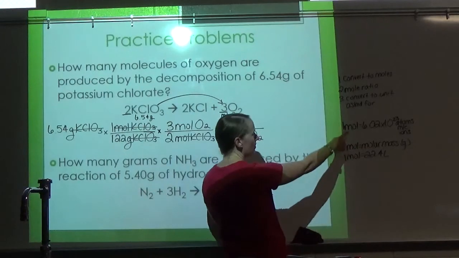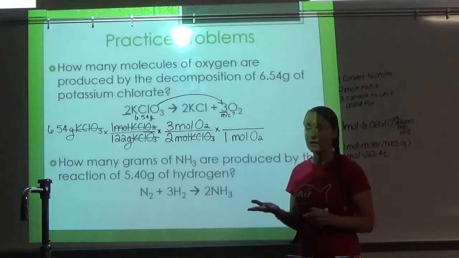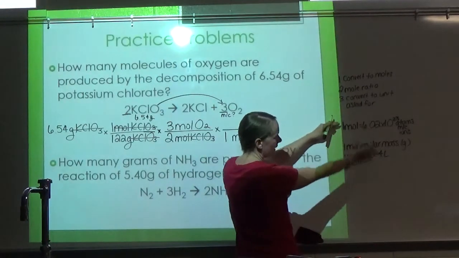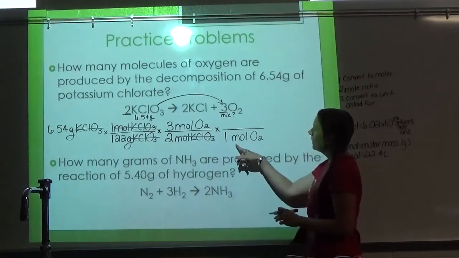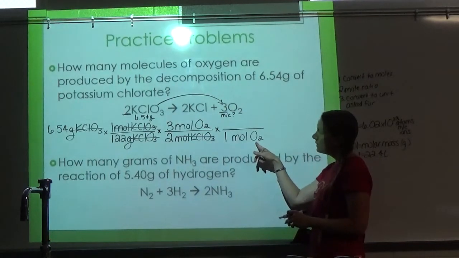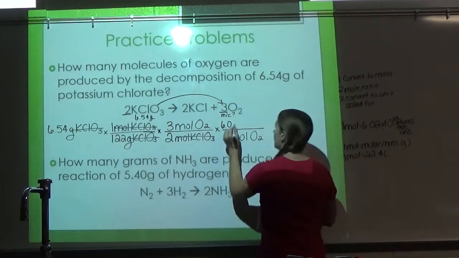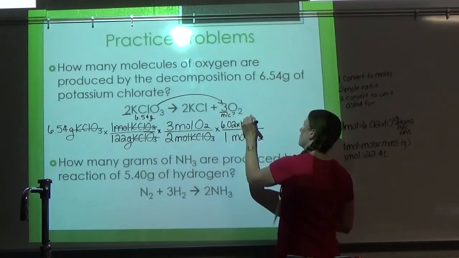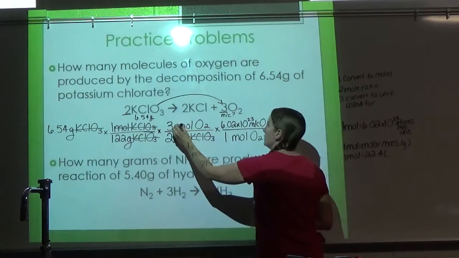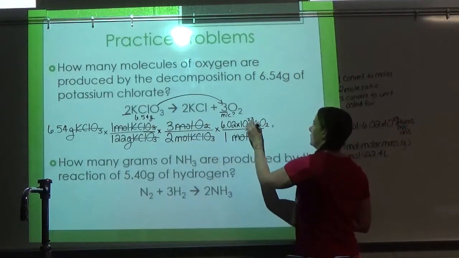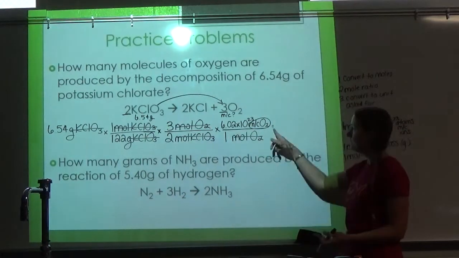How many? 1 mole. Remember, you only use coefficients in your mole ratio step. When you're using these conversion factors, these always equal 1 mole. So 1 mole of O2 equals 6.02 times 10 to the 23 molecules of O2. See, moles cancel. I'm left with molecules of O2, which is what I want, so that means I'm done.